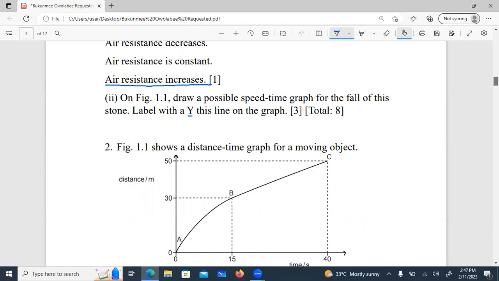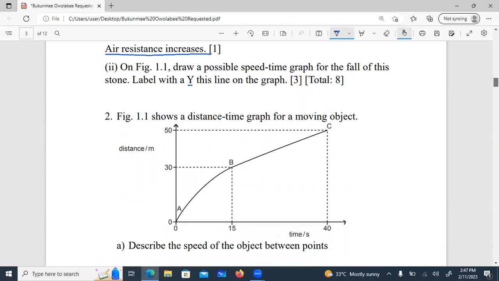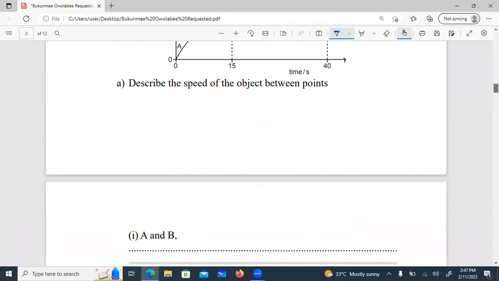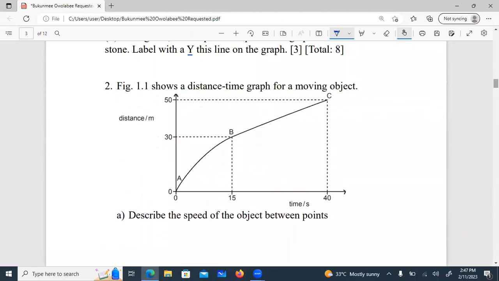The second question says, figure 1.1 shows a distance time graph for a moving object. Describe the speed of the object between points A and B. Between points A and B, what do you have? This is distance, this is time. You can see the slope.